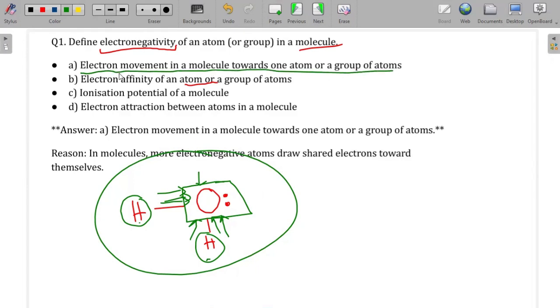We're going to say electronegativity is simply electron movement in a molecule towards one atom or group of atoms. So I've seen the illustration here. Even here I was putting the answers. I'll share this PDF, and I was also putting the reasons down there, so you can also read that. You can see here I was saying in molecules, more electronegative atoms will draw the shared electrons toward themselves. So the best answer here, we're going to pick A.